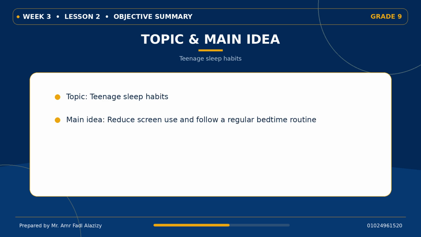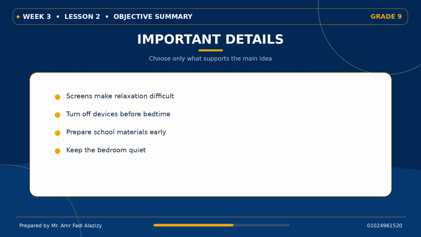What is the topic? The topic is teenage sleep habits. What is the main idea? The main idea is teenagers can improve their sleep by reducing screen use and following a regular bedtime routine. What are the most important supporting details? Screens may make it difficult to relax. Students can turn off devices before bedtime. They can prepare school materials early. And they can keep the bedroom quiet.